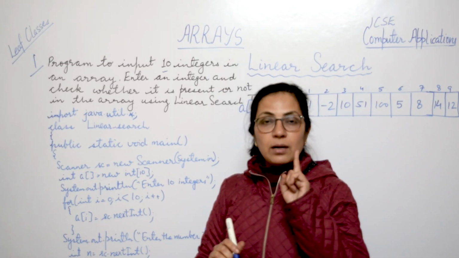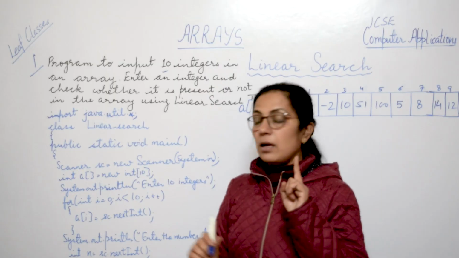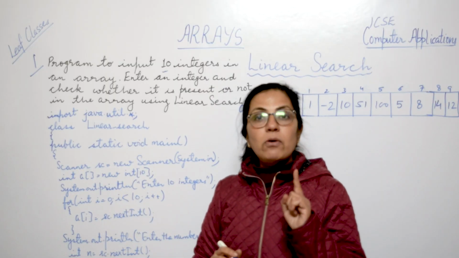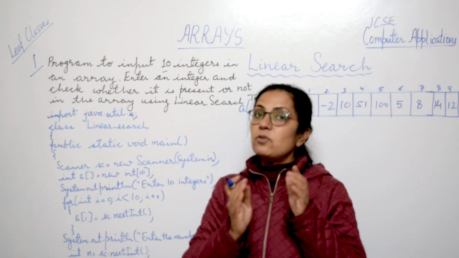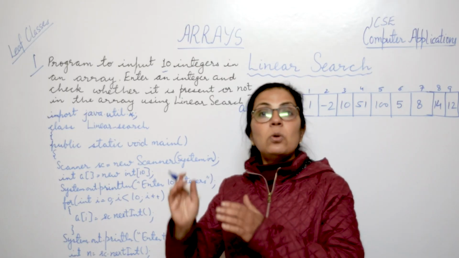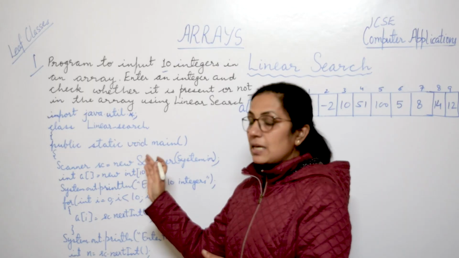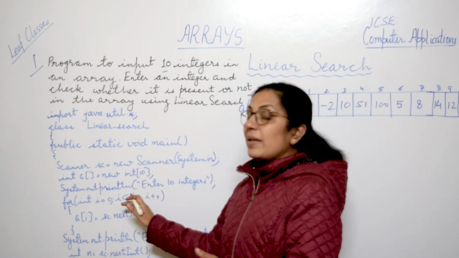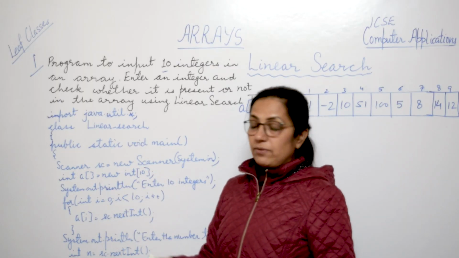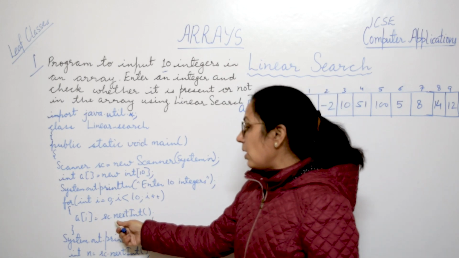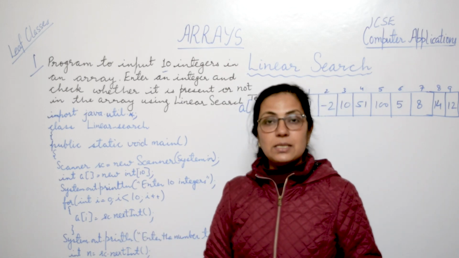Don't ever take the looping variable from 1 to 10. Always it will be 0 to 1 less than the size of the array. Size is 10, so it will be less than 10, and we are including 0, so total 10 will be there, right? Then a[i] equals sc.nextInt().